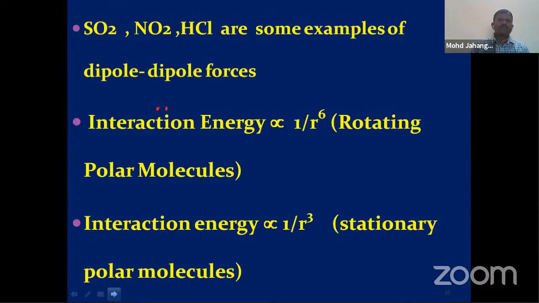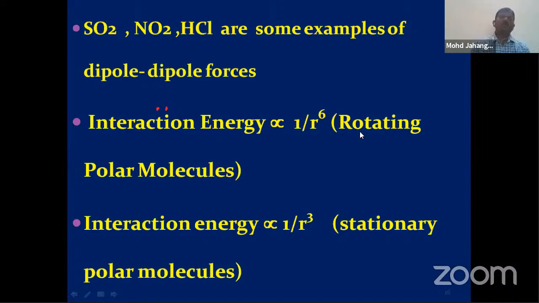Some common examples of dipole-dipole forces are sulfur dioxide, nitrogen dioxide and HCl. In dipole-dipole forces, the interaction energy between the molecules is directly proportional to 1 upon r power 6. Here r is nothing but the distance between the two molecules.